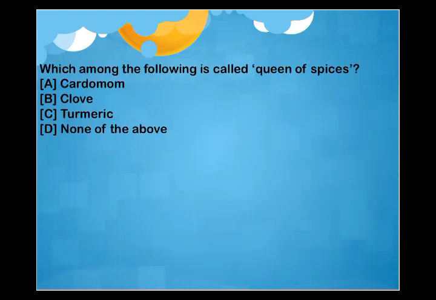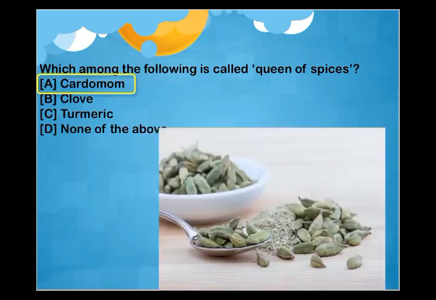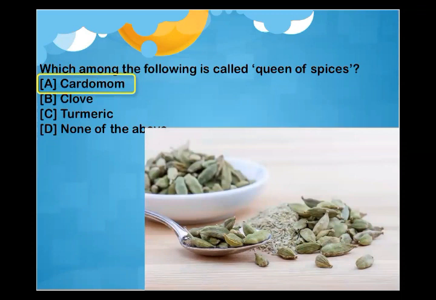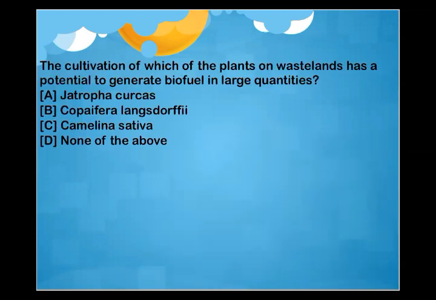Which among the following is called queen of spices? The cardamom is called the queen of spices. It is abundantly grown in India, and naturally there are different species that occur in the Western Ghats.